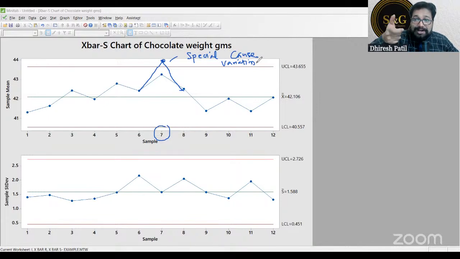Why is it called control chart? Because it controls the variation. It controls the process variation. Understood? Just type yes in the chat box. Why is it called control chart? Because it is used to control the variation. So we immediately take the action. If it goes beyond, immediately take it.